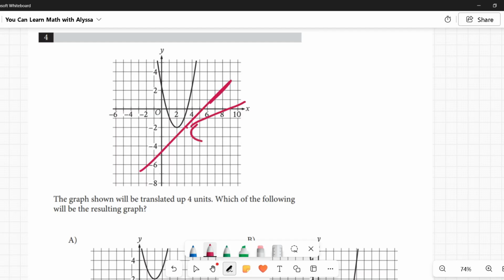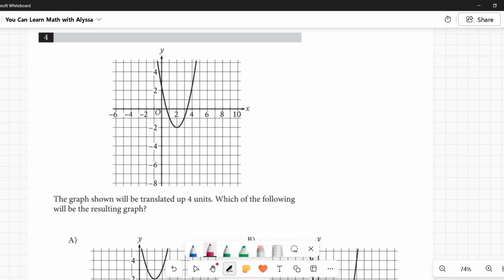This would look something like that. You can reflect it like across the XY. You can squish it or stretch it, so you make it narrower, make it wider. All these kind of fun things you can do, but translated just means do not change it, just slide it.